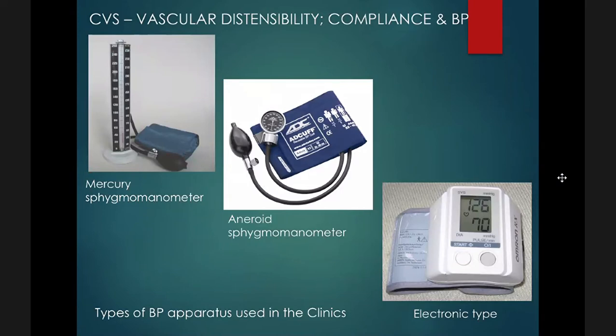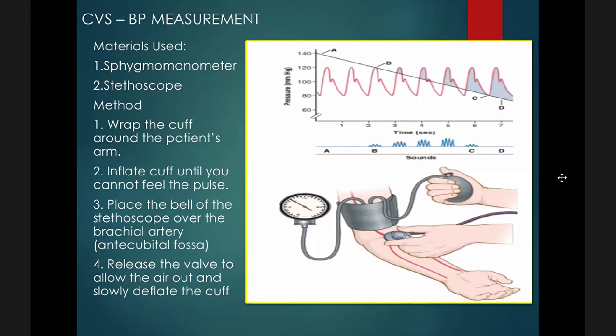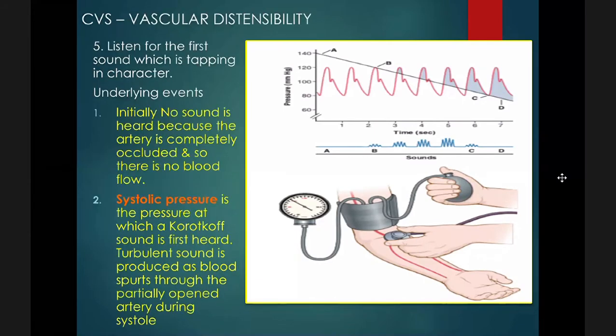So these are a lot of different types. We have mercury. We don't use the mercury anymore because of safety. What we use are aneroid, as well as the electronic type, but this has to be calibrated every now and then. So ganun lang ang nangyayari. You wrap the cuff around the arm of the patient, you inflate the cuff, and then place a stethoscope over the brachial artery, and then you release the valve to allow the air out and slowly deflate the cuff. And so you listen for the Korotkoff sound.